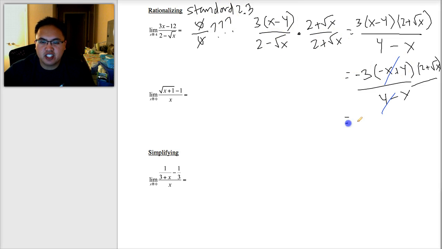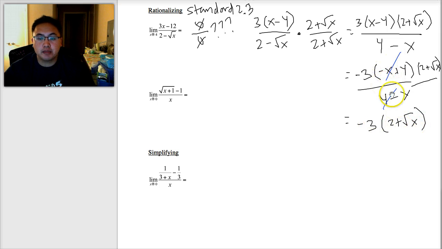This whole problem is actually just negative 3 over (2 plus radical x). Now that something canceled, remember when something cancels, let's try direct substitution again. And now when I plug in 4, the square root of 4 is 2. 2 plus 2 is 4. Negative 3 over 4 is the answer, which is negative 3 fourths.